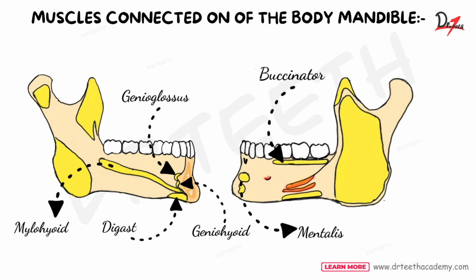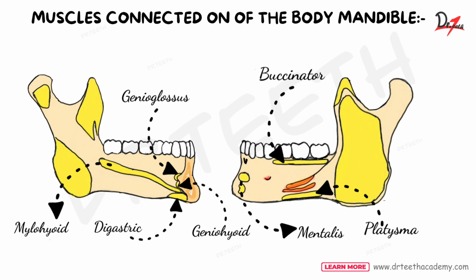Then we have the anterior belly of digastric. It emerges from the digastric fossa at the bottom of the jawbone near the mental symphysis. We have the platysma muscle, which is attached to the lower border of the mandible.